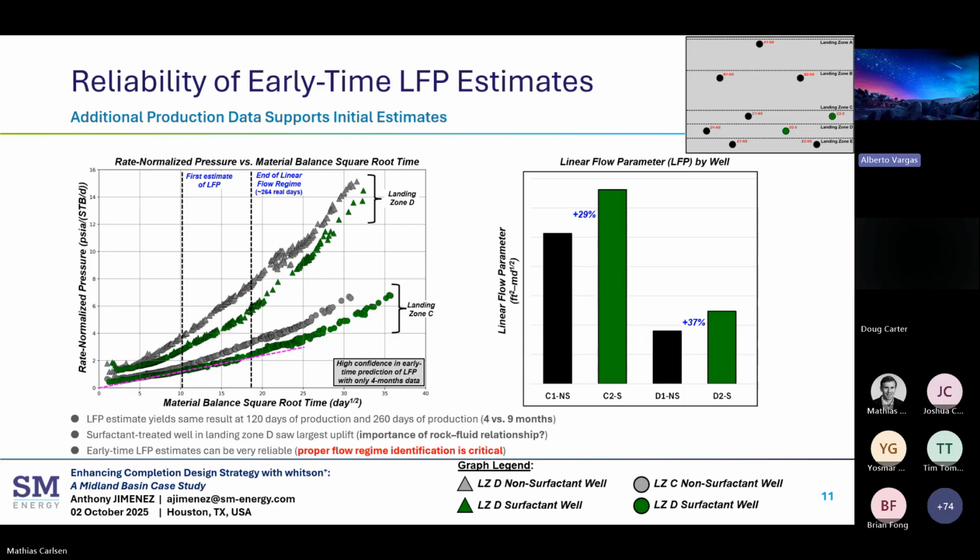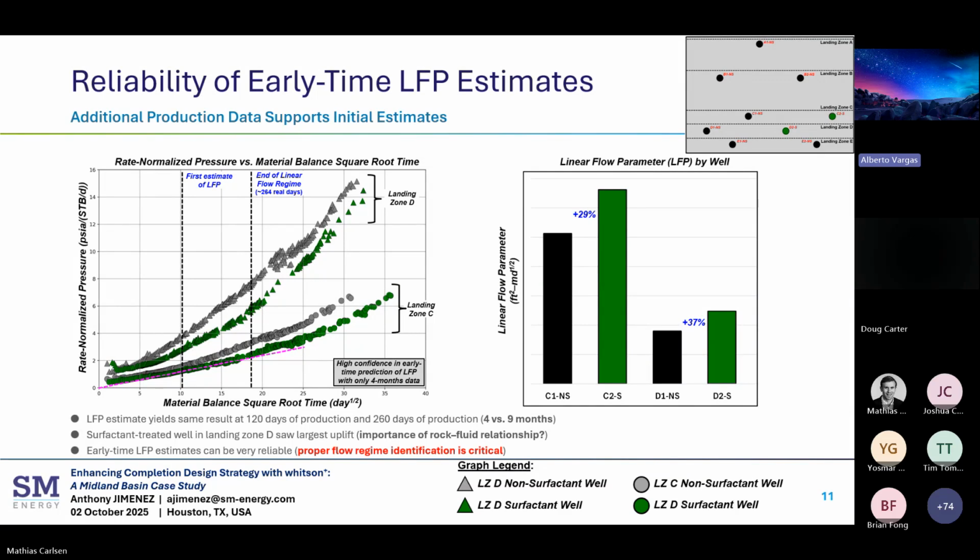What we can then do is if we repeat this process, but for all of those wells on there, we can get additional insights. This is just converting those slopes to your linear flow parameter and then comparing them in a bar chart manner. As you might expect, irrespective of the landing zones, we see the surfactant wells do have a higher linear flow parameter than their non-surfactant counterparts. What you also see there is while the absolute value of the landing zone C wells are greater, look at the relative change between your non-surfactant and your surfactant well in landing zone D. That's actually an improvement of 37% with the surfactant.